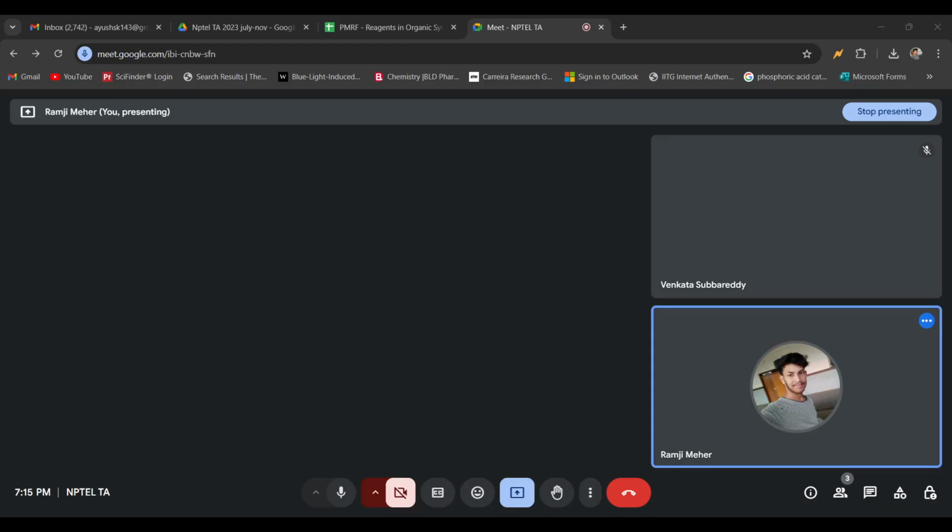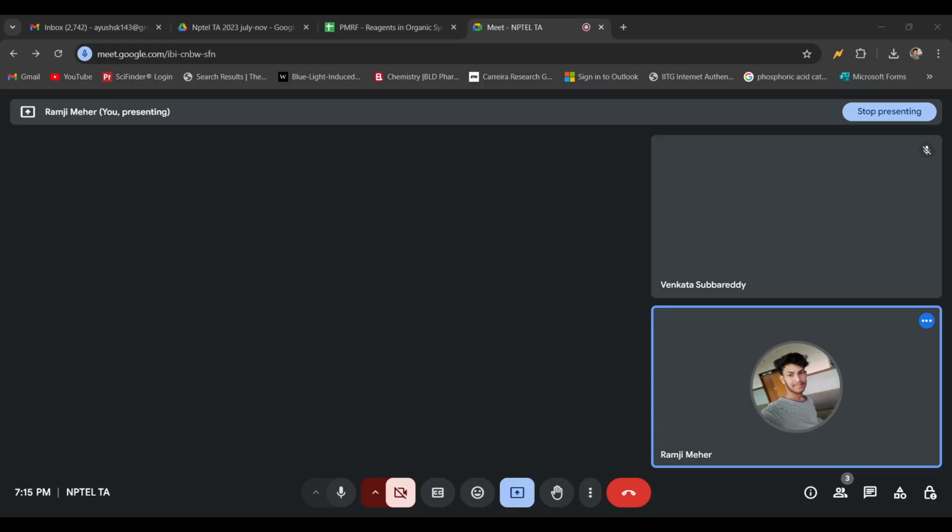But in this particular case, what will happen? It will react with our carbon-bromine bond, and you will get the corresponding radical formation. After that, the tributyl tin radical will react with our carbon-bromine bond through homolytic cleavage, and you will get your corresponding radical intermediate.